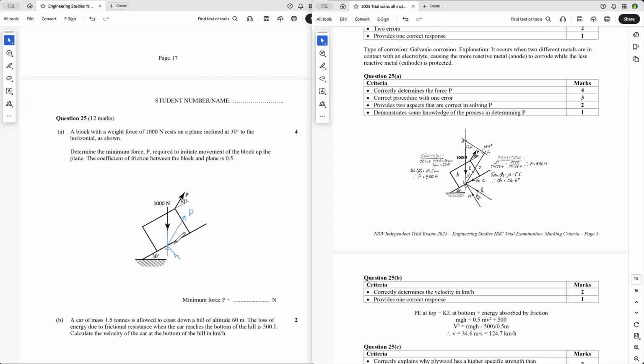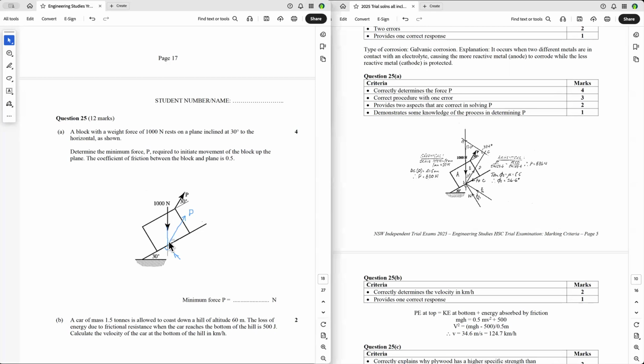And then you put your force of friction in. So the force of friction will oppose motion. So you've got your force down there. And then you complete your parallelogram and you get the resultant of those two forces.